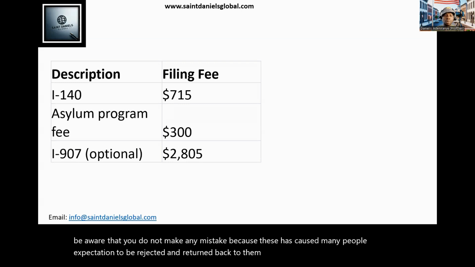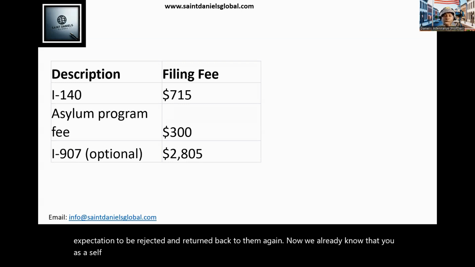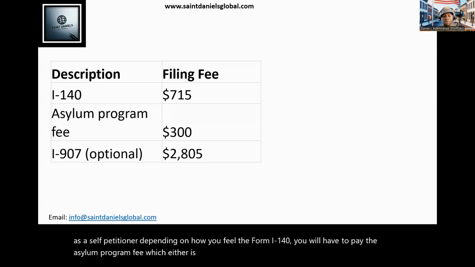Again, now we already know that as a self-petitioner, depending on how you fill out Form I-140, you will have to pay the asylum program fee, which is either $0, meaning you pay nothing, or $300, or $600.